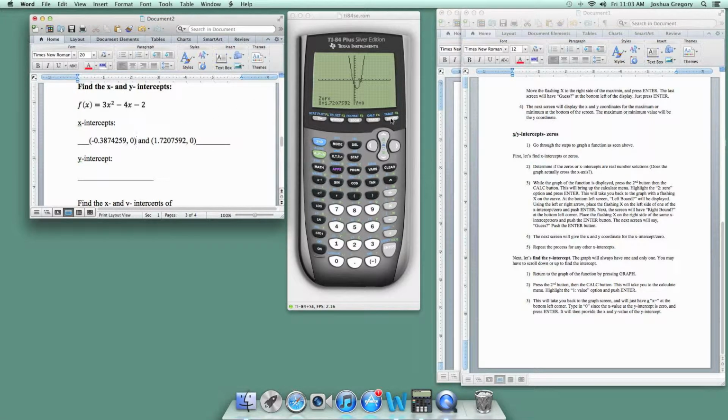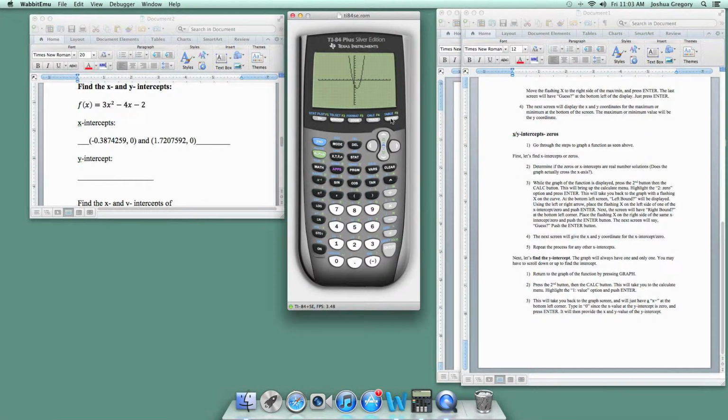We're going to go back to the graph. So push graph to go back. And we're going to go through the same menu. Our y-intercept is, if you look at your up and down axis, your y-axis, it's where it crosses. We're going to go to second calc. But this time we're not going to look for a y-intercept or anything like that. We're going to go to value.